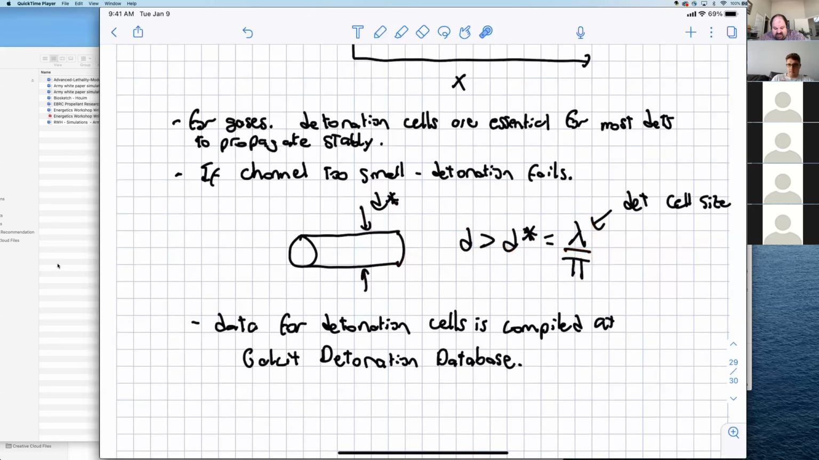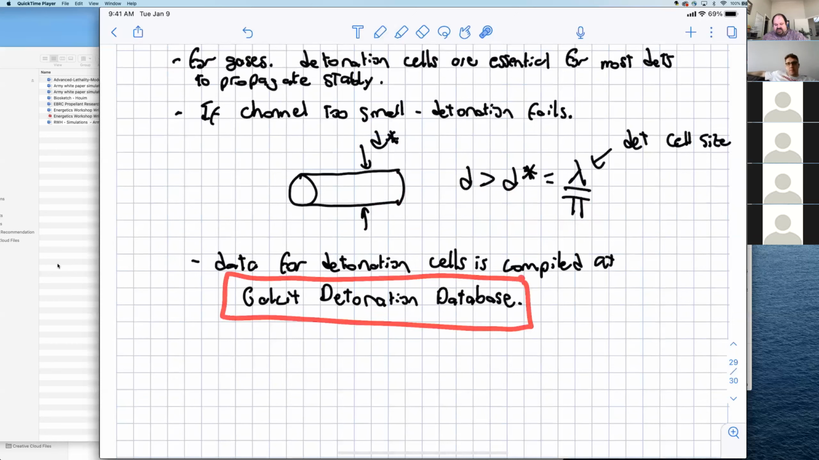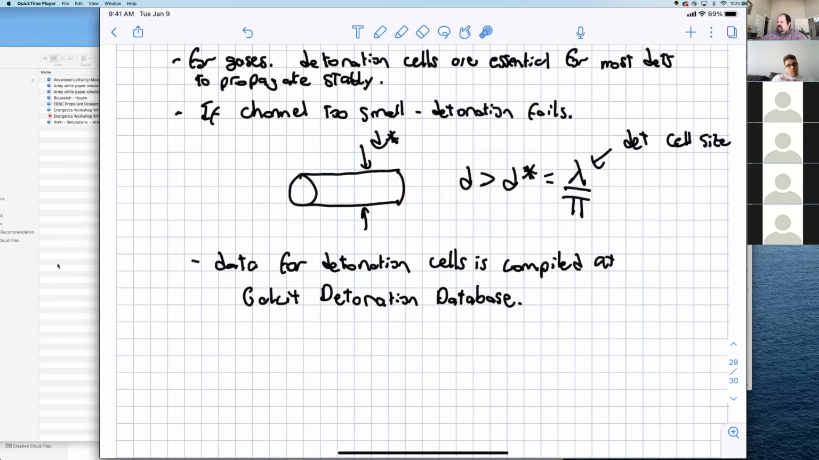And so basically, the channel needs to be big enough to normally fit at least one detonation cell. That is roughly what the criterion is related to. And if you want to find data on detonation cells and other parameters, all this information is compiled at the Galcit detonation database at Caltech. So if you just Google Galcit detonation database, you'll find all kinds of information, a compilation of experimental data on detonation cell sizes and all sorts of other things.